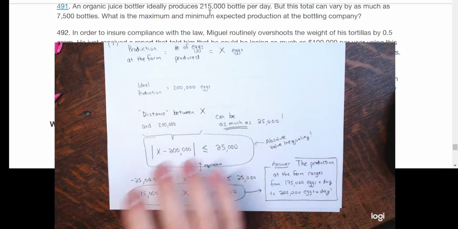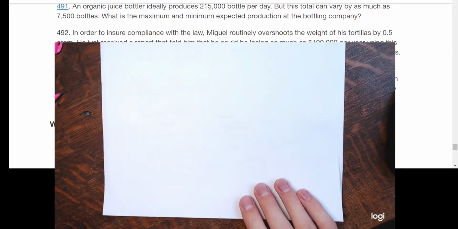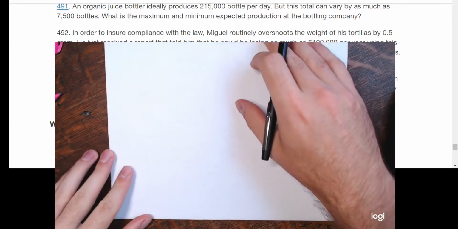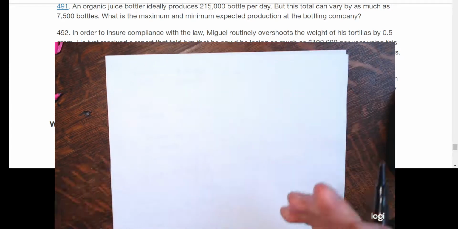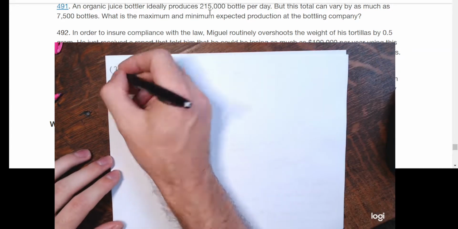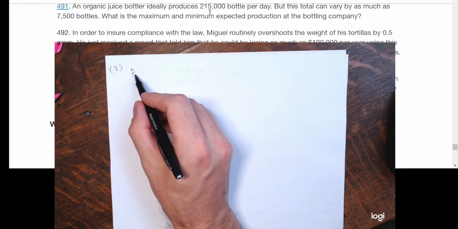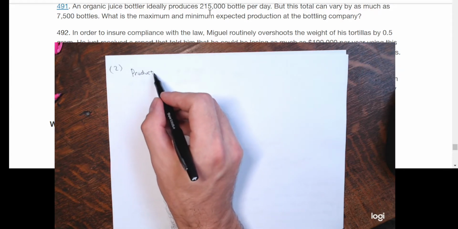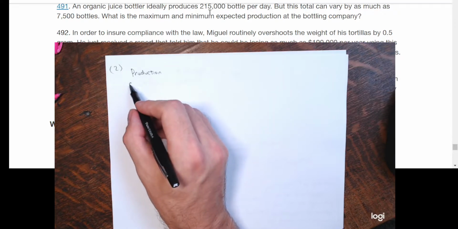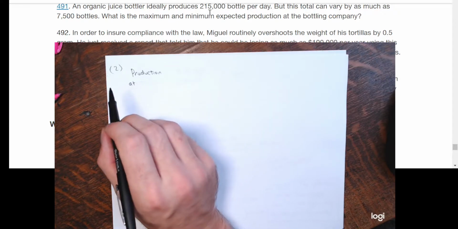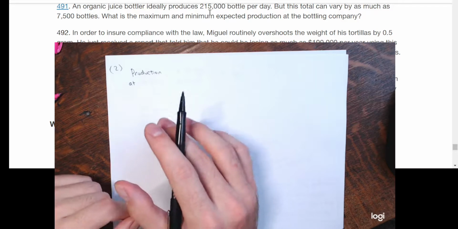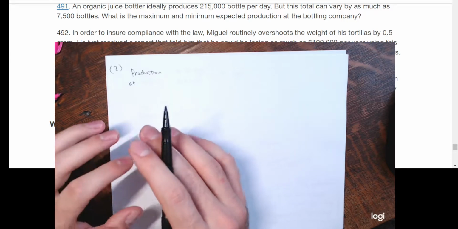But if I were to try to set up an absolute value inequality like they're expecting, so that's example 2. Again, I'll say the production at the bottling company, the number of bottles produced a day, I don't know, because again, it varies day to day. It can vary off of 215,000 by as much as 7,500 bottles.